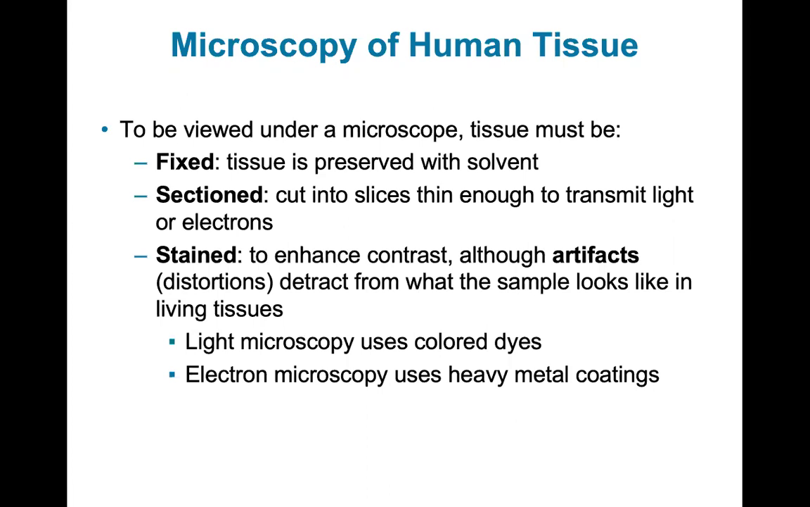And that allows you to see these much better. Although artifacts or distortions can distract from what the sample looks like in living tissues. Even the process of fixing the tissues, which is something you have to do anyway, is going to cause some distortions in the actual tissue. Whenever you're using a light microscope, that typically will use colored dyes. If you're using electron microscopy, this will use heavy metal coatings for your staining.